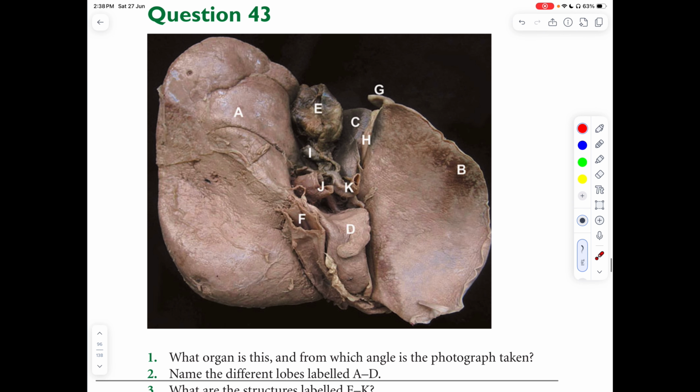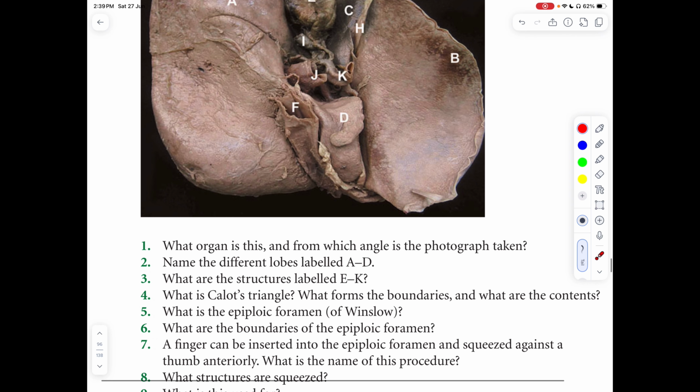So this is the structure of the liver. This is the right lobe, this is the left lobe. This one is the gallbladder, cystic duct, common bile duct, and then you get ligamentum teres, falciform ligament. This is the inferior vena cava, this is the caudate lobe, and this is the quadrate lobe. Then you get the portal vein, hepatic duct, and hepatic artery.